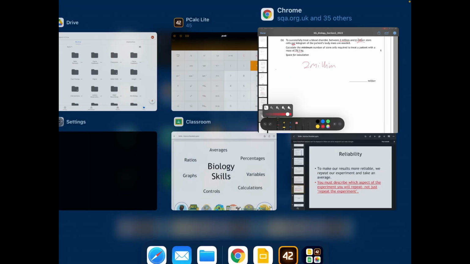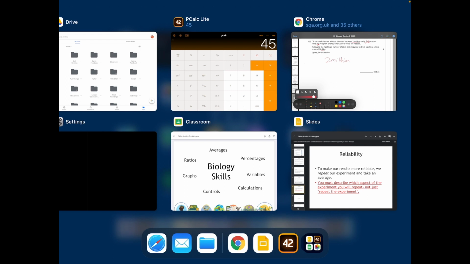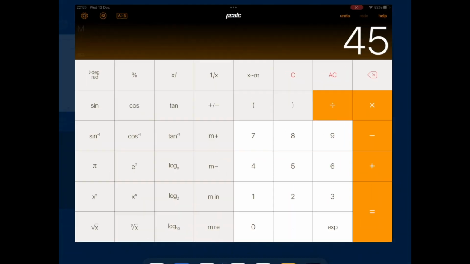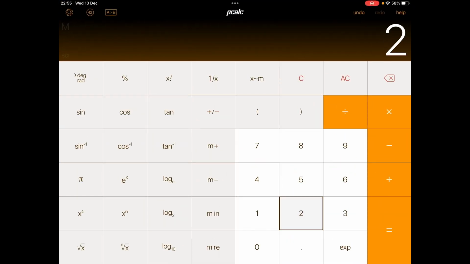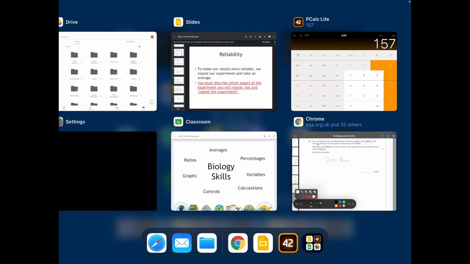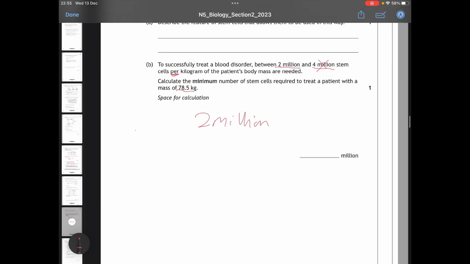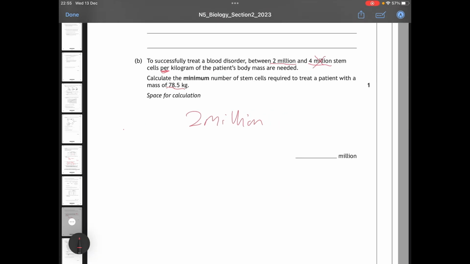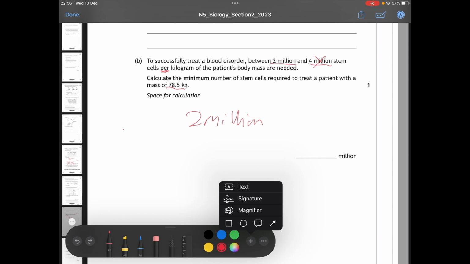So again, we're going to put that into our calculator. You might be able to do that in your head, but you could always check it with your calculator even if you're confident. So 2 times 78.5 is our sum, and we get 157. The million is written for us, so we don't need to put all those zeros after it. So it's 157 in the answer slot there. And again, apologies, can't seem to write that, so I will type it in there.